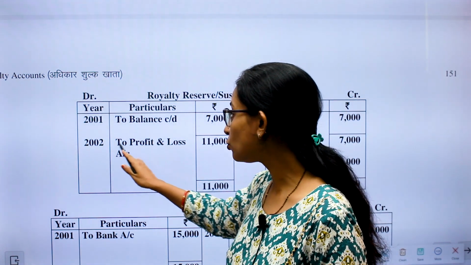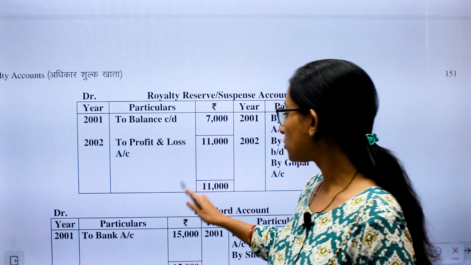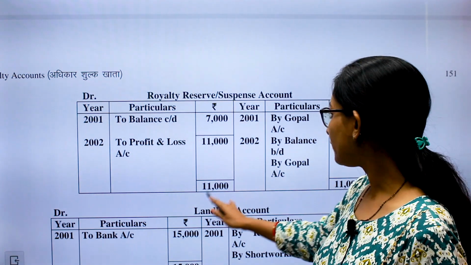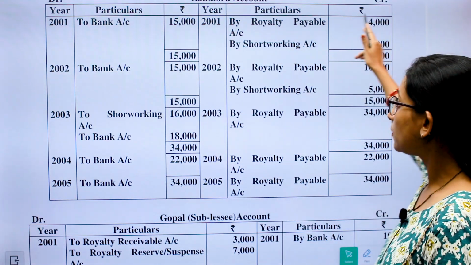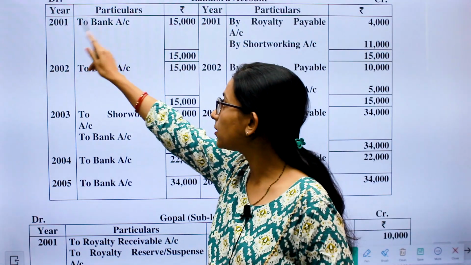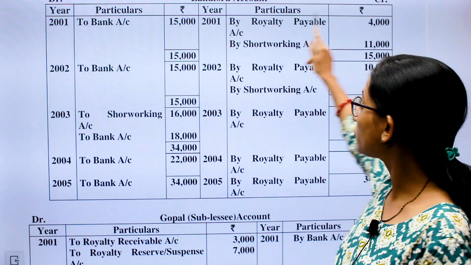So 2002, to P&L account 11,000. This way we have tallied 11,000 in the second year. Next, the ledger will be of the landlord account. The right hand side will be the credit side, the left hand side will be the debit side, with columns year, particular, rupee, year, particular, rupee.